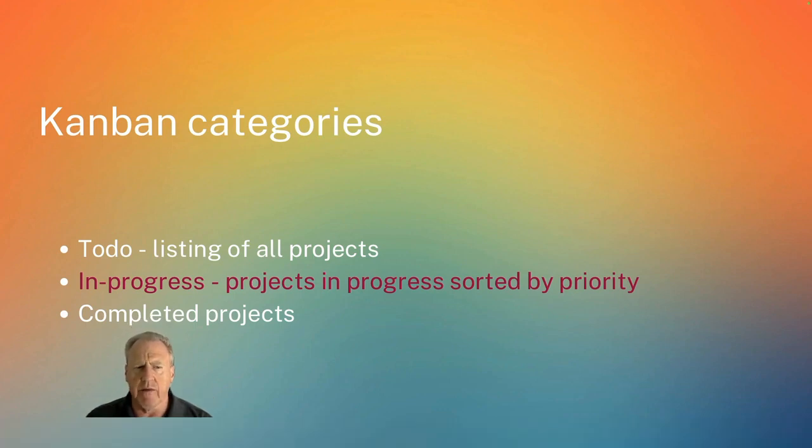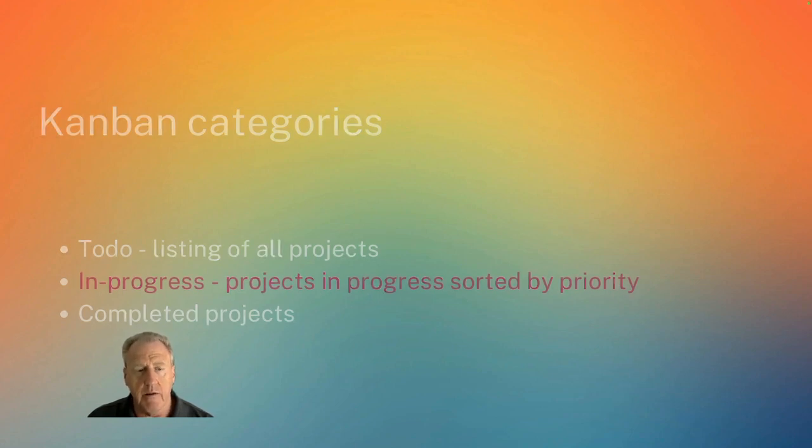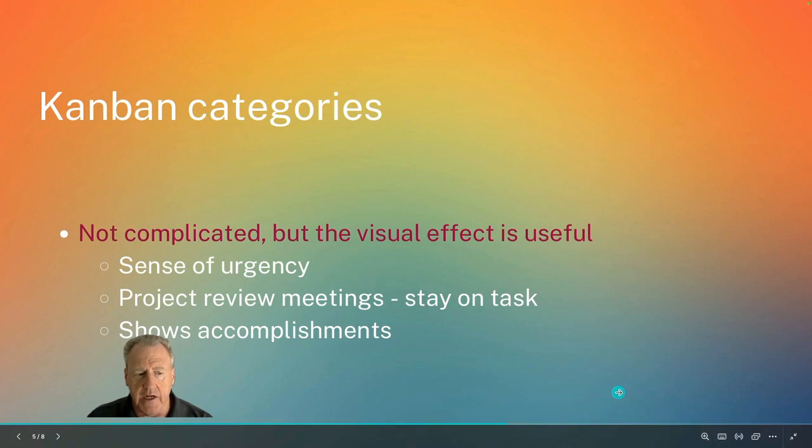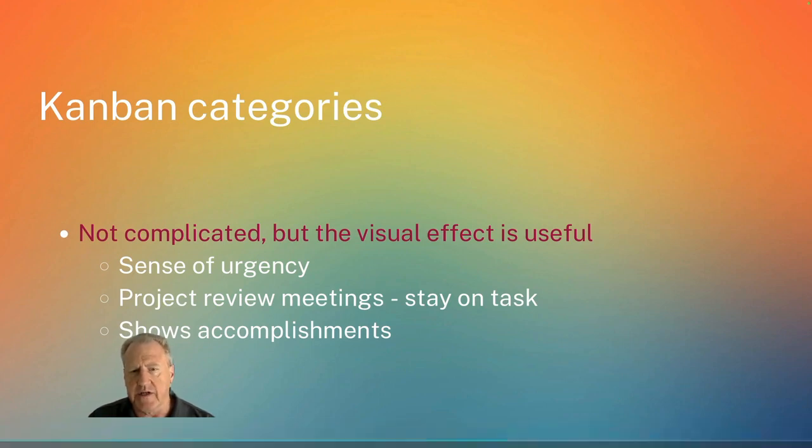Your basic Kanban model has just 3 categories. Category 1 is your to-do list, which is a listing of all the projects. Category 2 is in progress, the projects that are in progress, and those are sorted by priority. And then completed projects. So it sounds pretty basic, but visually it can be impactful. Again, it's not complicated, but the visual effect is very useful, especially for those folks on your team that are more visually oriented. It gives a sense of urgency.